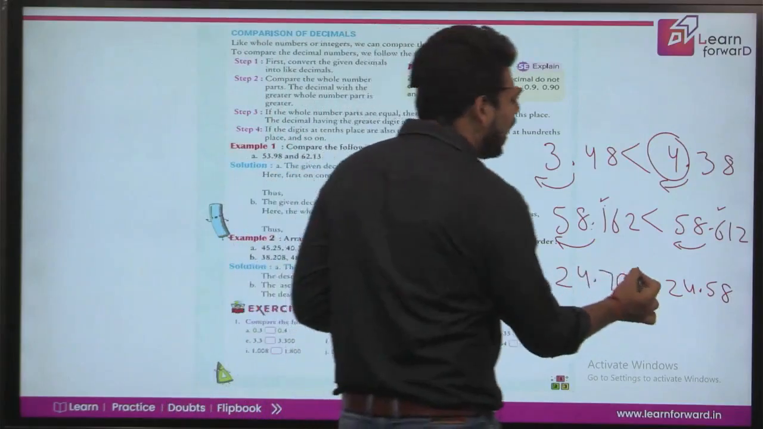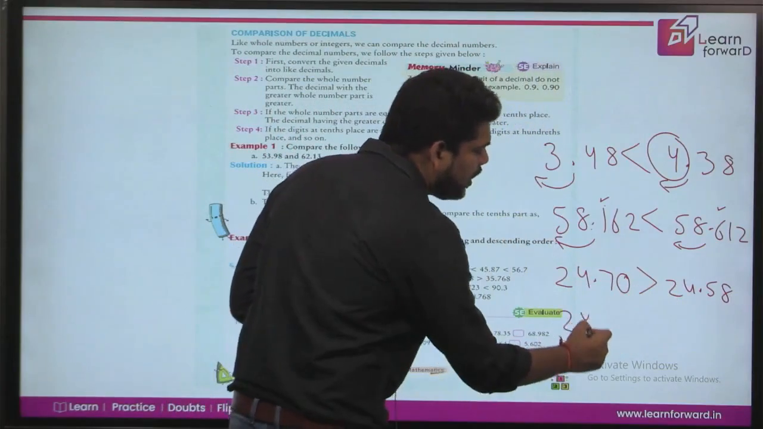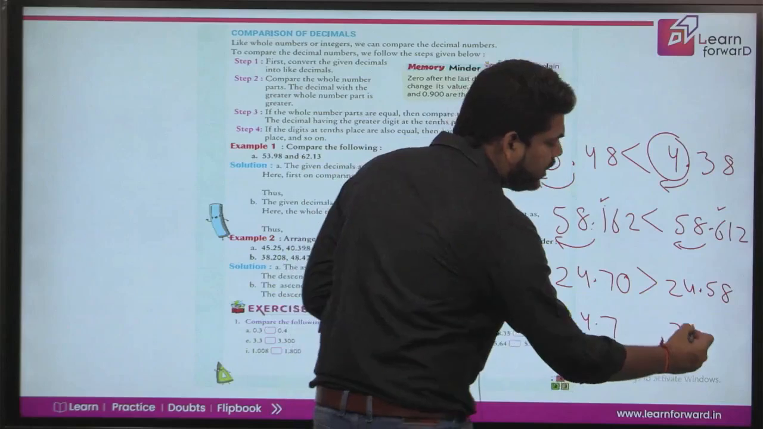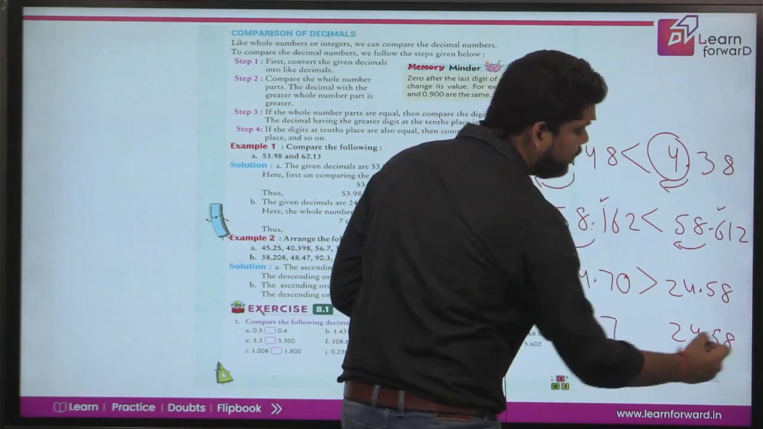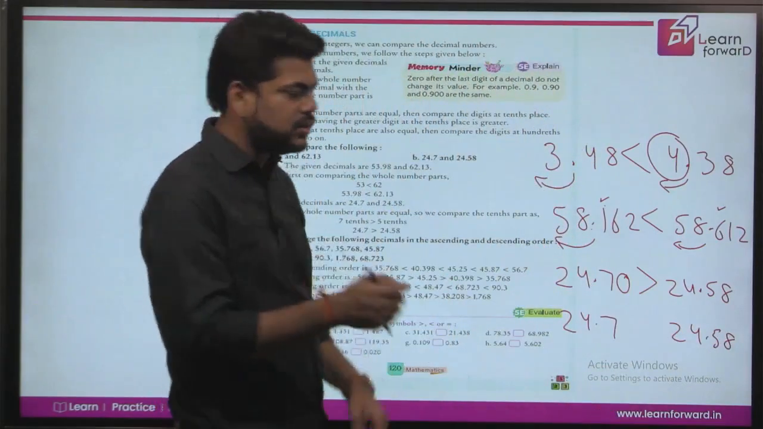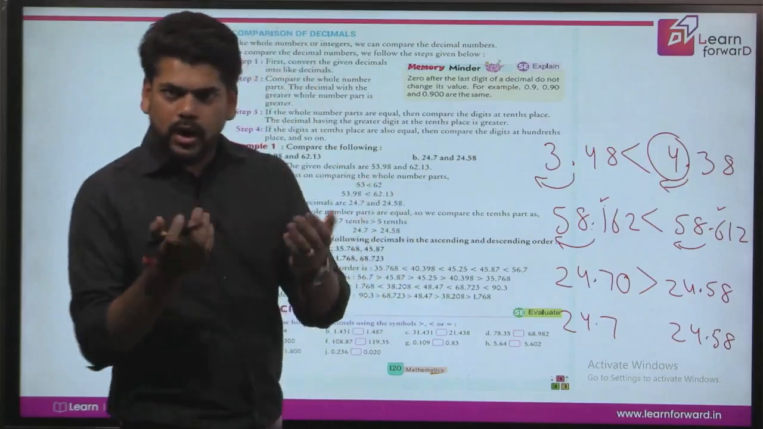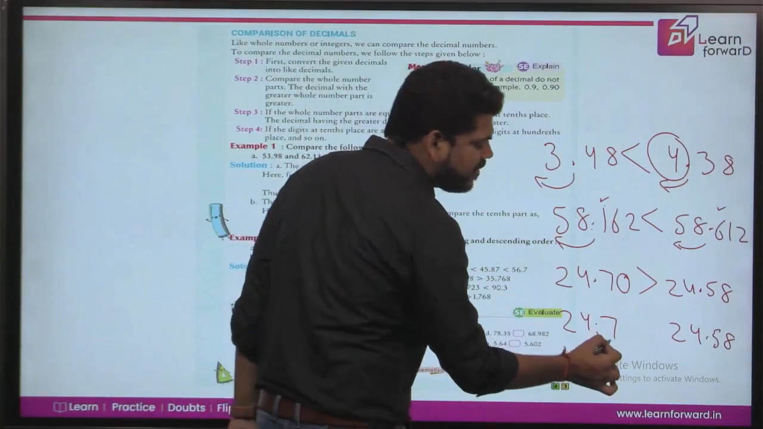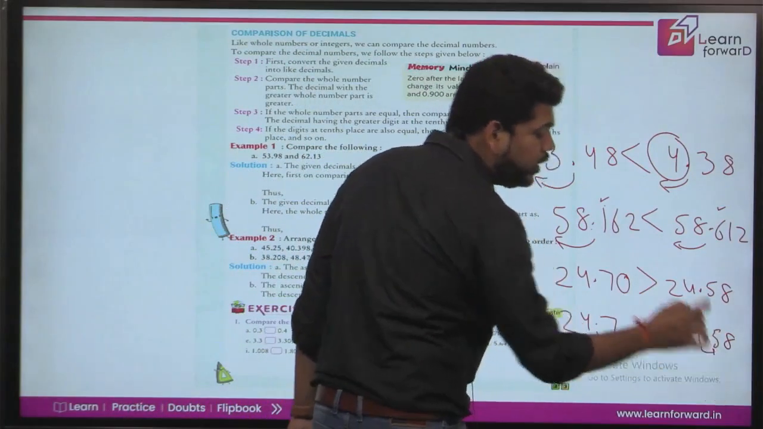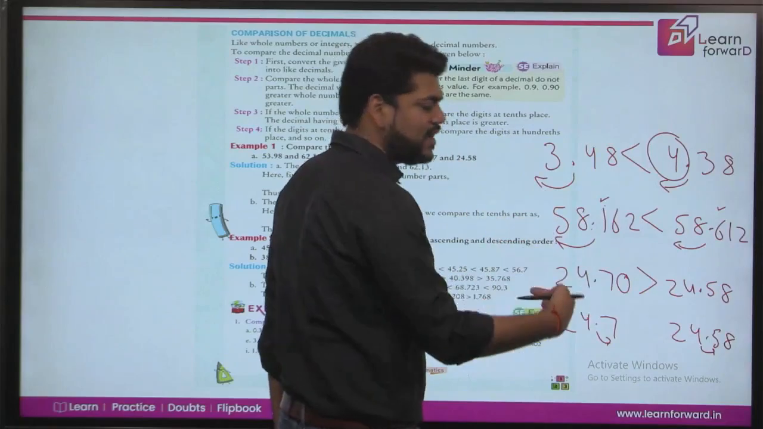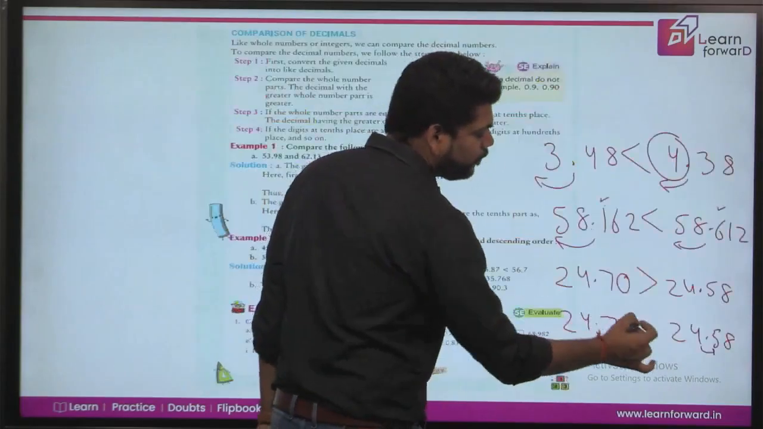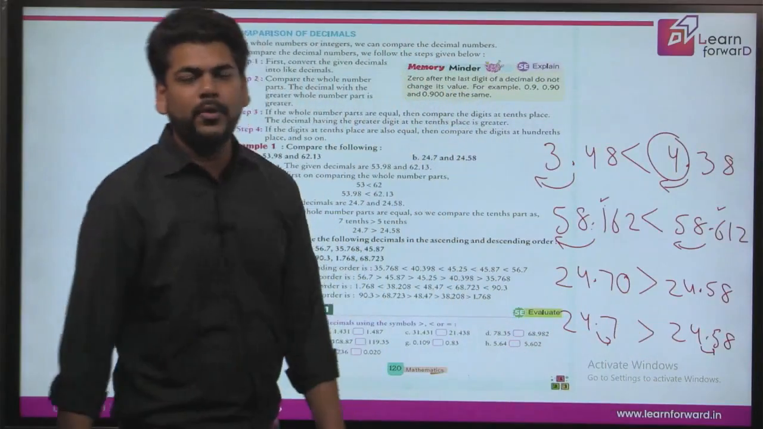70. And I told you earlier also, after the decimal, you don't need to check all the numbers. You only have to check one digit. 24, 24 equal. After that, this is 7, this is 5, only one digit. Which one is greater? 7. So that's why the answer is 24.7.